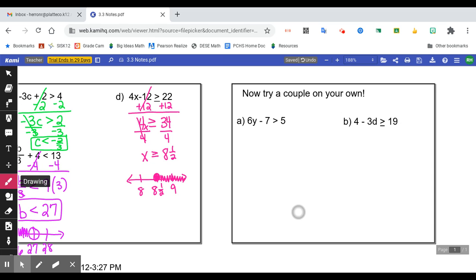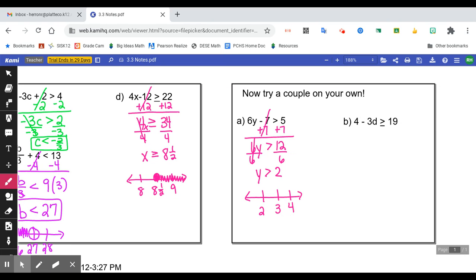Okay, so again, constant goes first. Sorry, that was my oven. 6y is greater than 12. Divide by 6. And y is greater than 2. All right, so I have 2, 3, 4. Oh, I didn't put 2 in the middle, but that's okay. So 2 is going to be an open circle, and greater than goes to the right.